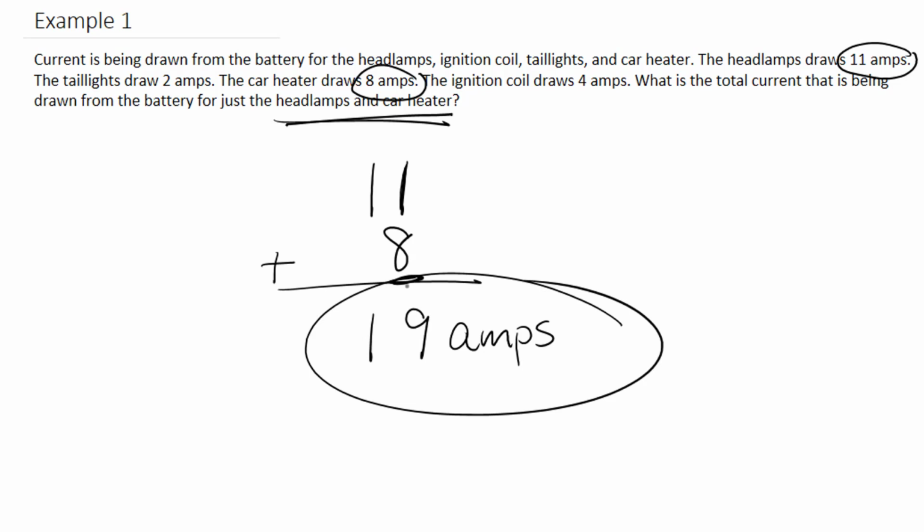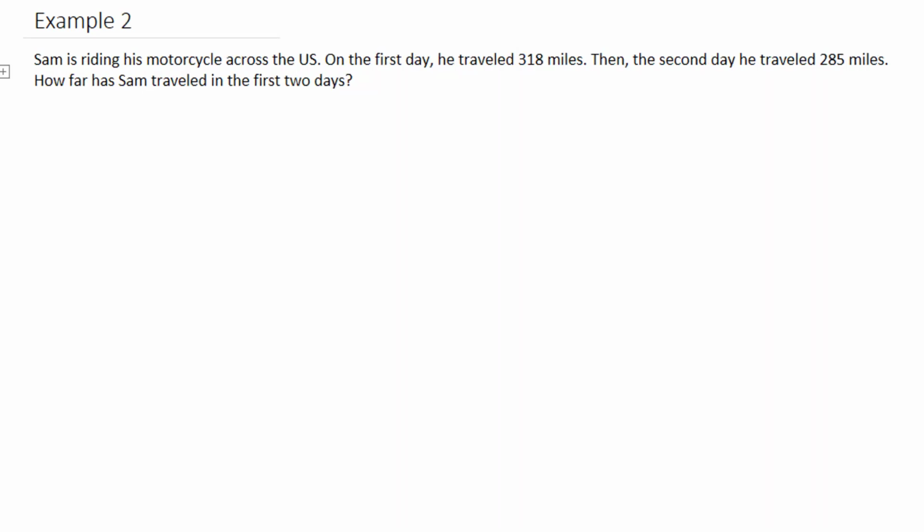Let's do another example. Sam is riding his motorcycle across the U.S. On the first day, he traveled 318 miles. Then the second day, he traveled 285 miles. How far has Sam traveled in the first 2 days?